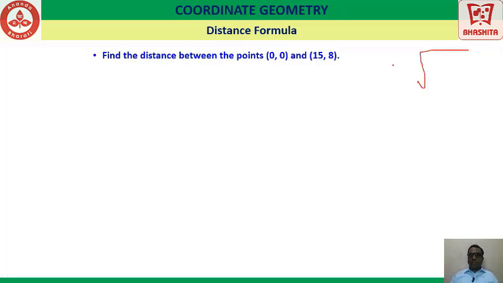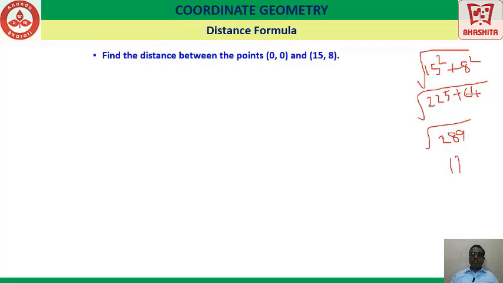What is the formula? Root of x1 square plus y1 square, that is 15 square plus 8 square. 15 square is 225 and 8 square is 64. 64 and 225 add up to 289. 289 is a good number because the square root of 289 is 17, because 17 square is 289. So, the distance between the 2 points is going to be 17 units.